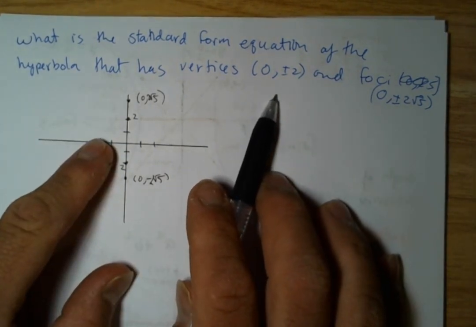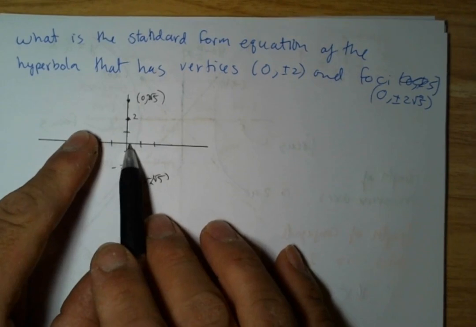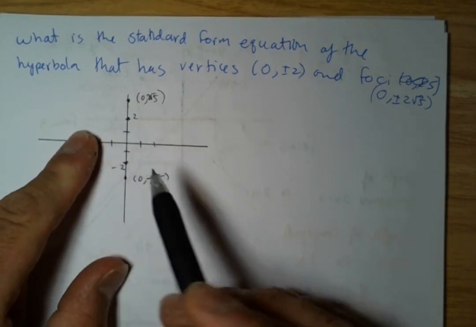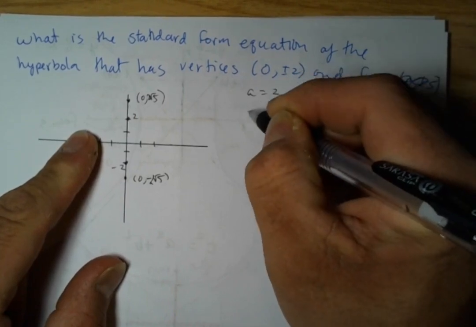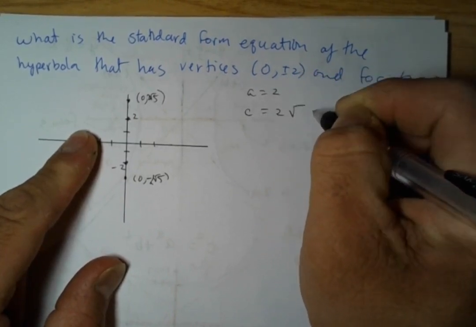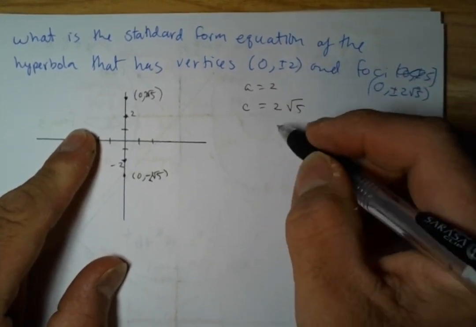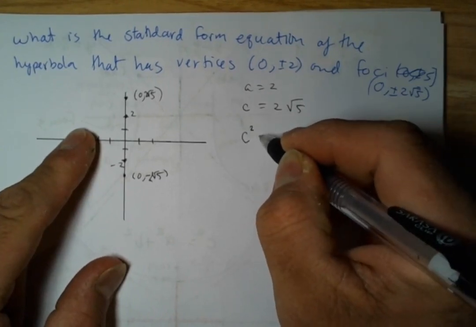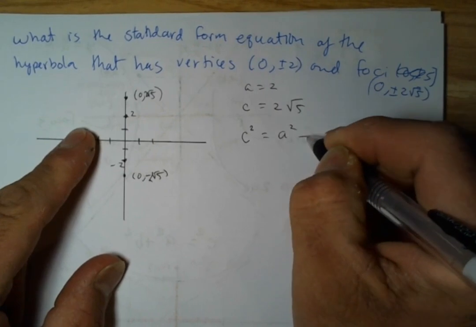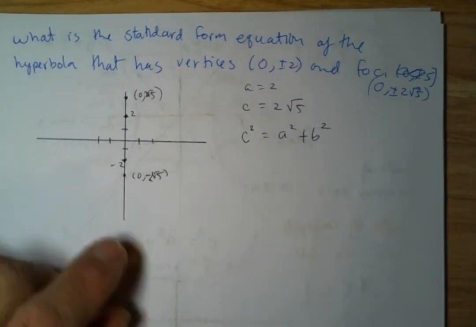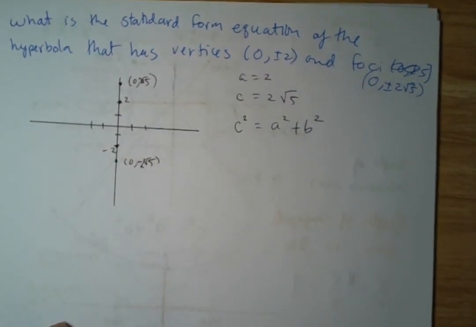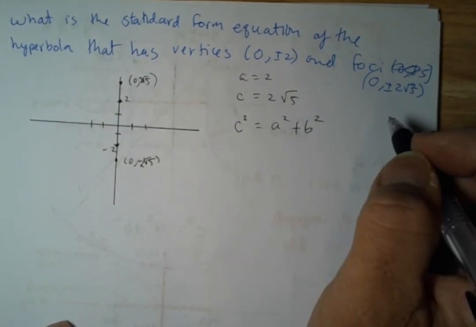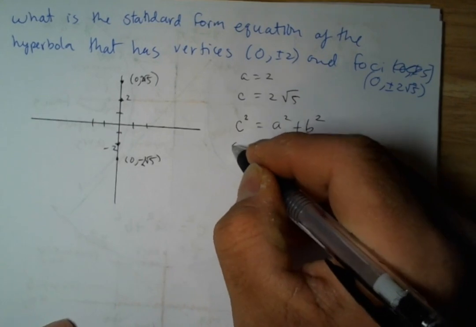So here, we have the vertices and the foci. It's centered at the origin, so there aren't many distances we need to find. a is 2. c is going to be 2√5. Right away I can jump to finding b, using this equation here.